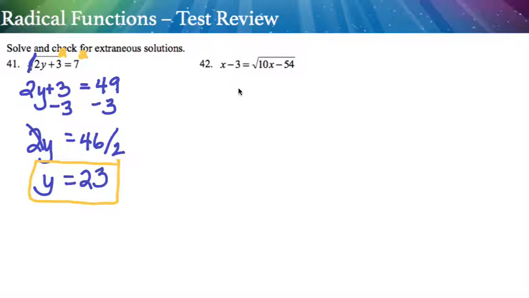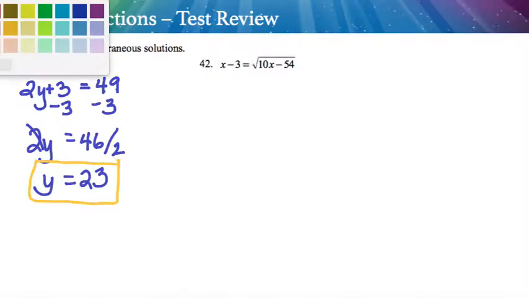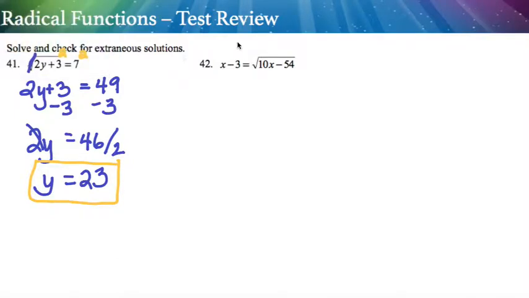Alright, so now I'm going to do the next equation, and that is where I square again. So I'm going to square both sides. I'm going to square this so I can get rid of that radical, right? That means that the 10x minus 54 is left by itself. Well, here's the issue. I have to square this side as well.